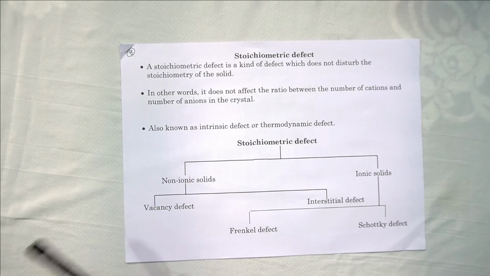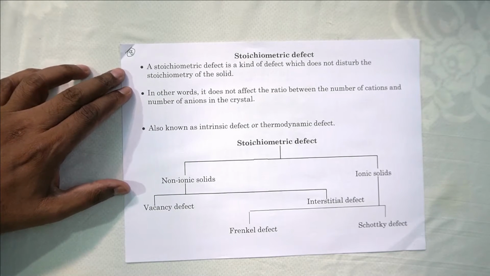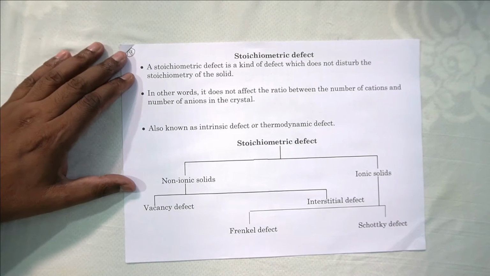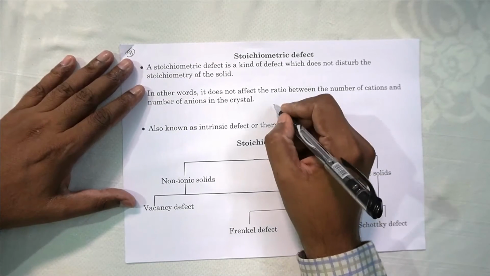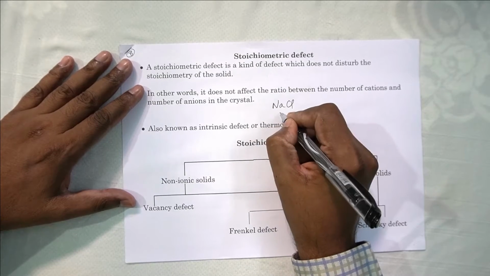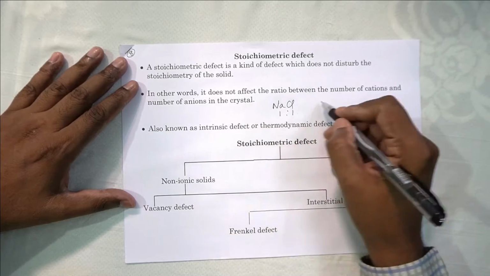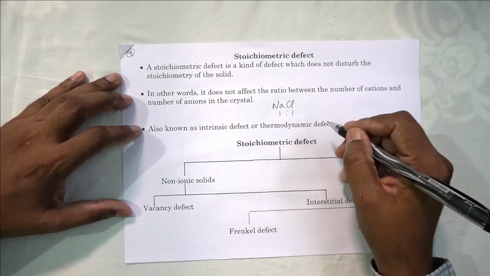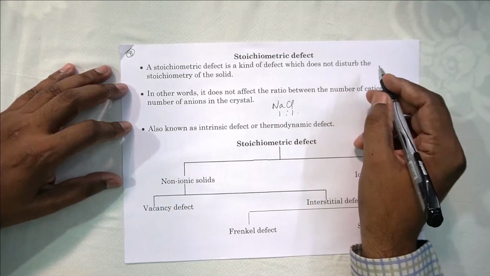A stoichiometric defect is a kind of defect which does not disturb the stoichiometry of the solid. In other words, it does not affect the ratio between the number of cations and anions in the crystal. Take any substance like sodium chloride, NaCl: one atom of sodium combines with one atom of chlorine. The ratio is 1:1. If this ratio is not affected when there is a defect in the crystal, it is called a stoichiometric defect.